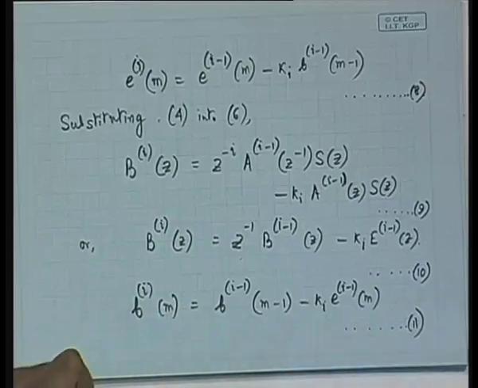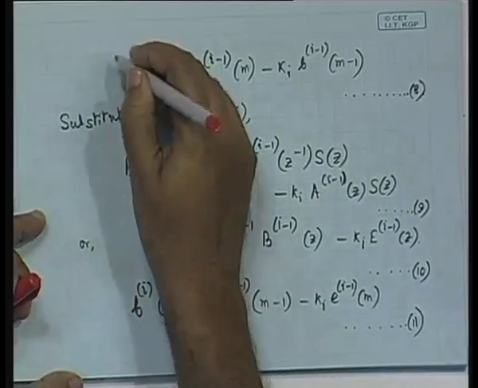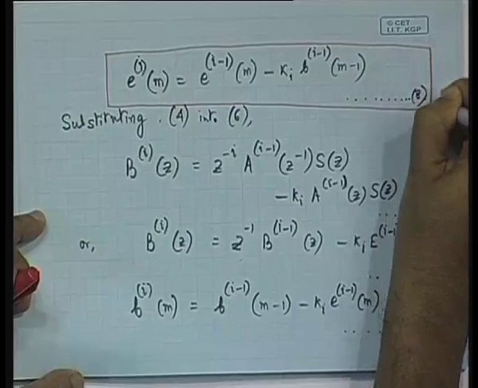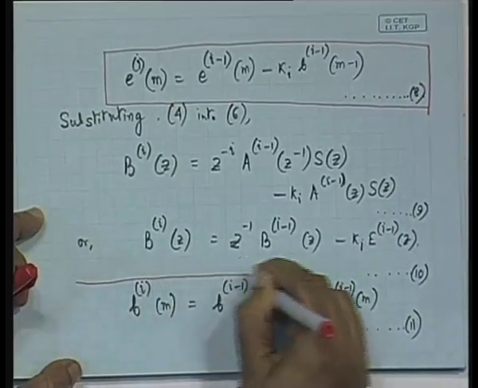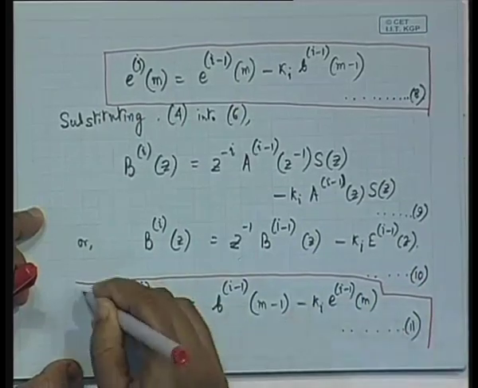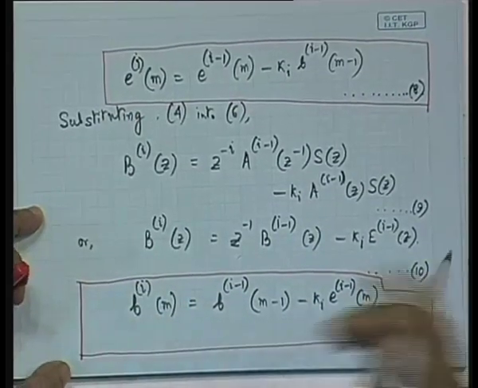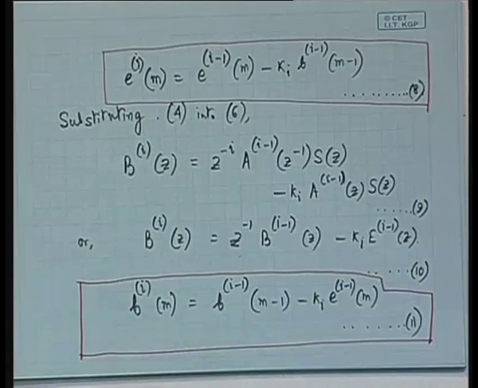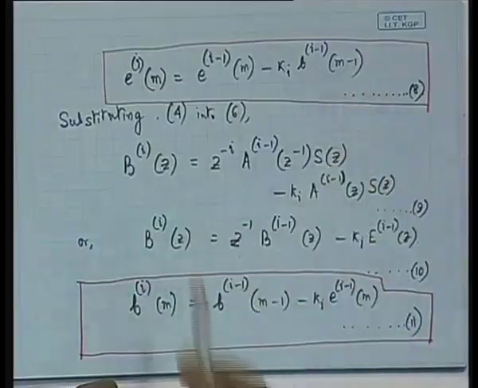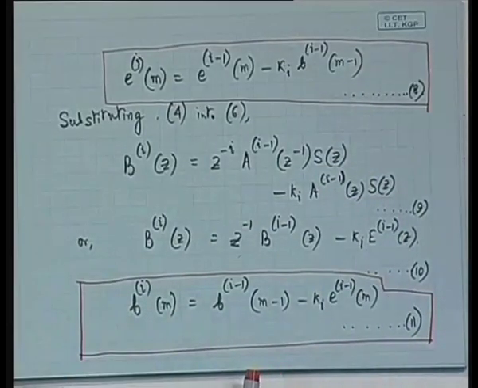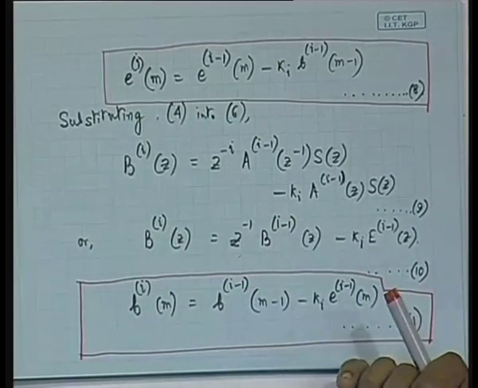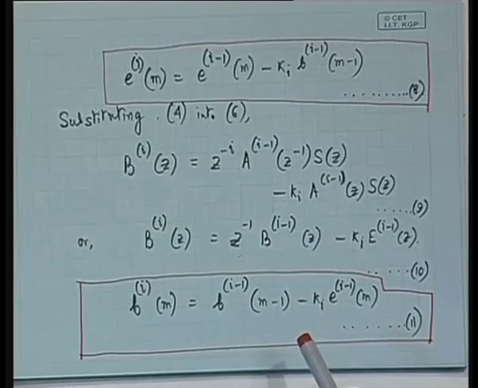Now, we have got two nice equations at hand. One is equation number 8, the other is equation number 11. So, these two are intermingled. The ith forward prediction is expressed in terms of the I minus 1th forward prediction and the I minus 1th backward prediction, and the ith backward prediction is expressed as the I minus 1th backward prediction and the I minus 1th forward prediction.